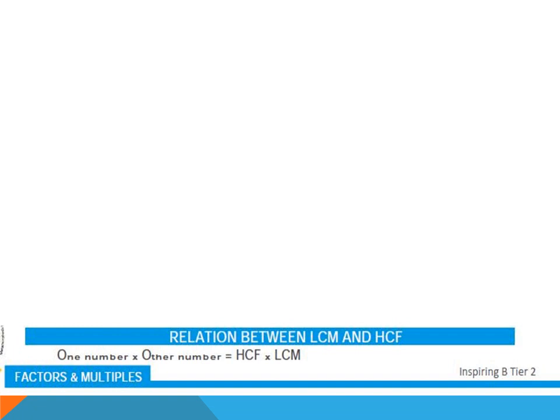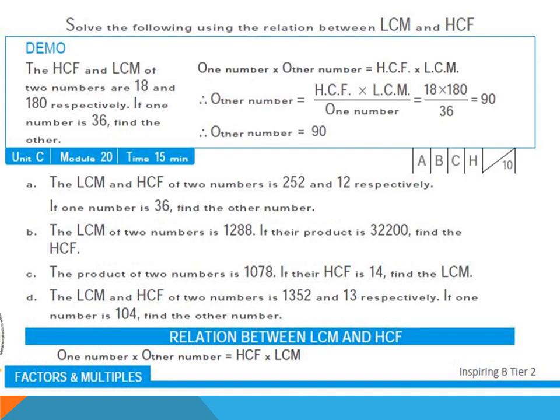Using this relation, now we are going to solve all the problems of the next module, that is module number 20. This is the final module of the chapter. Solve the following using the relation between LCM and HCF. Look at the demo. The HCF and LCM of two numbers are 18 and 180 respectively. If one of the number is 36, find the other number.